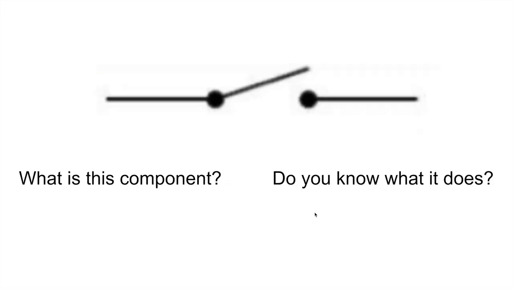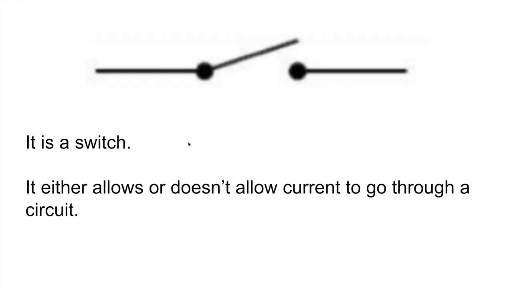Now, to test your understanding, can you identify which component this is? Can you explain what it does? Okay, here is the answer. It is a switch and it either allows or doesn't allow current to flow through a circuit.